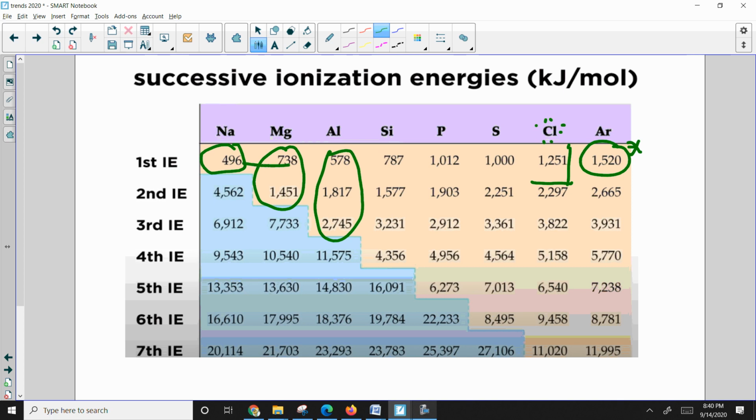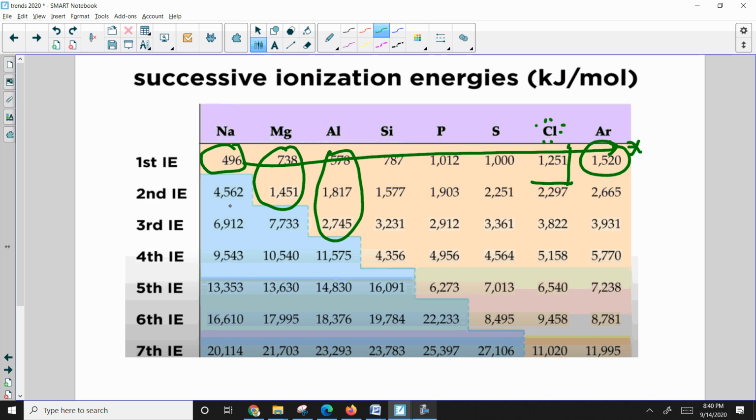So as you're going across, it becomes harder and harder to remove the electrons because of the fact you're closer to this outer level. And you should be able to identify what element is in what group just based on the number of the ionization energy. Look at the first, second, and third. It kind of makes sense.